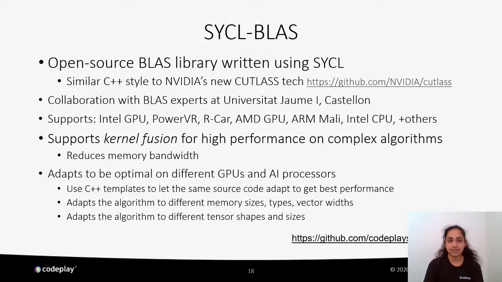So what is SYCL-BLAS? SYCL-BLAS is an open source BLAS library, like we already mentioned. This is similar to NVIDIA's cuBLAS, in a C++ style. SYCL-BLAS was done in collaboration with University of Castilla. SYCL-BLAS supports Intel GPU, PowerVR, ARM, AMD GPU, ARM Mali systems, Intel CPUs, and many other backends. The main optimization, or the main advantage, of SYCL-BLAS is that it supports kernel fusion for high performance on complex algorithms, thereby reducing the memory bandwidth that is being used. SYCL-BLAS also adapts to be optimal on different GPUs and AI processors by using C++ templates, which lets us use the same source code and get better performance depending on which system we are using. It also adapts the algorithm based on the memory sizes as well as the vector widths available, and based on the size and the shape of the input.